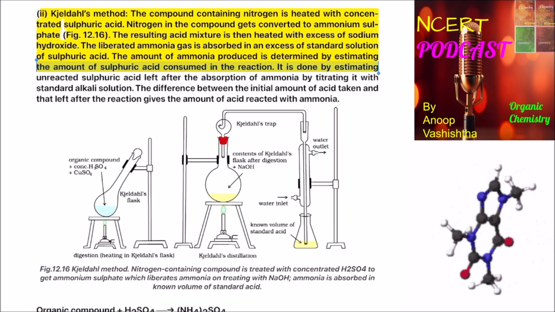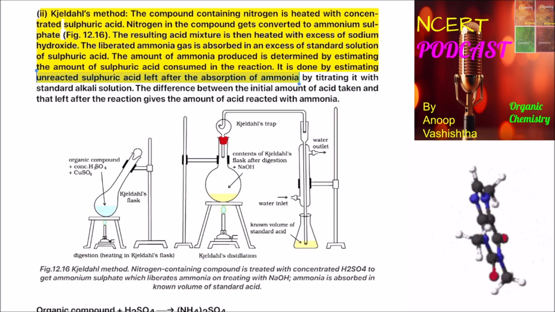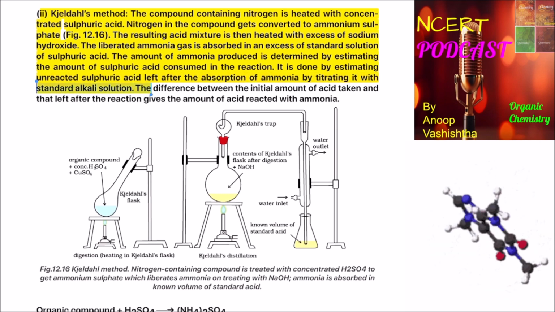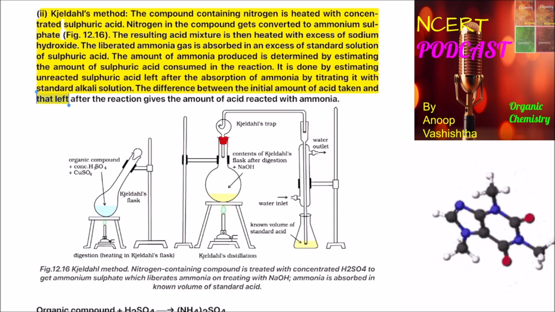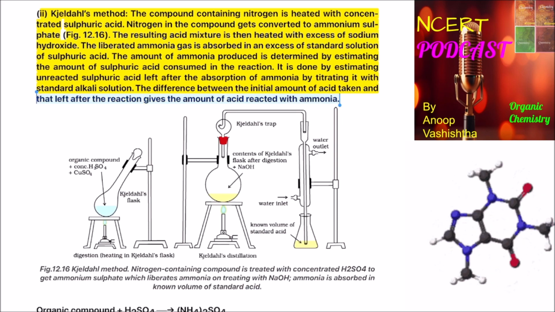It is done by estimating unreacted sulfuric acid left after the absorption of ammonia by titrating it with standard alkali solution. The difference between the initial amount of acid taken and that left after the reaction gives the amount of acid reacted with ammonia.